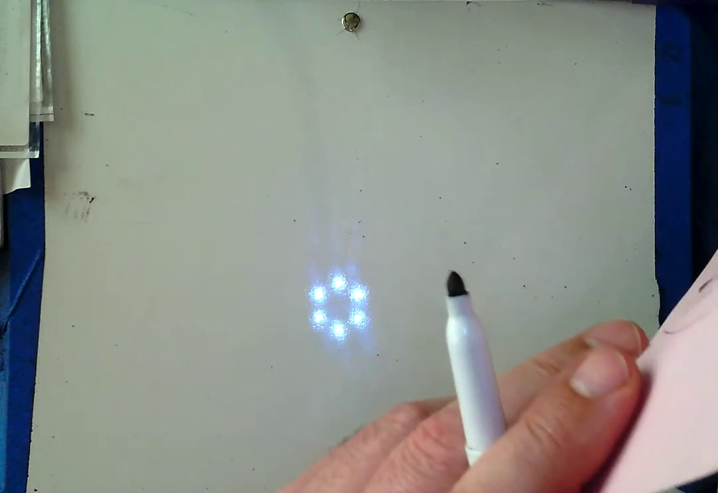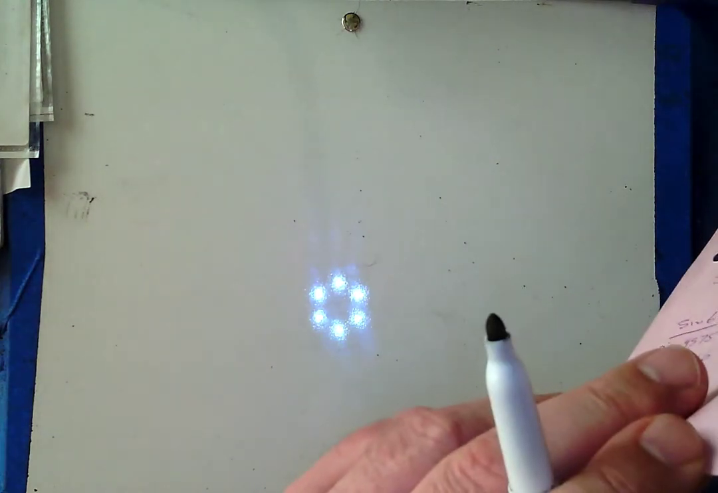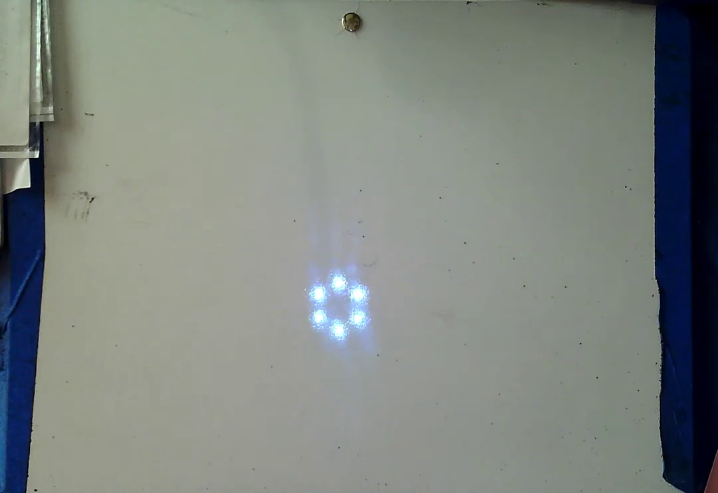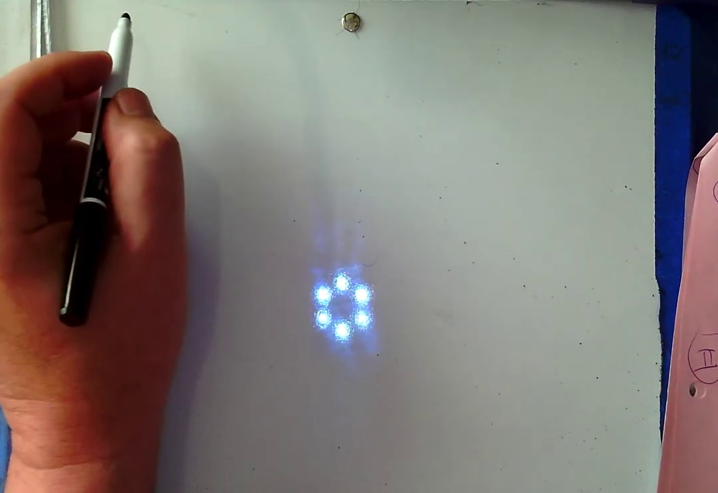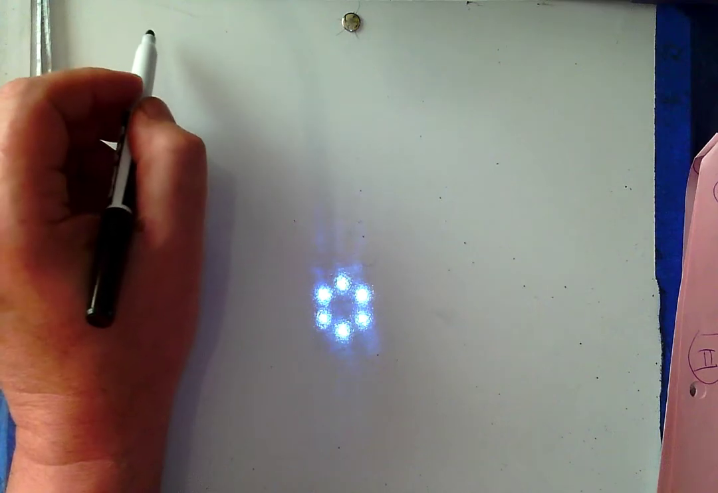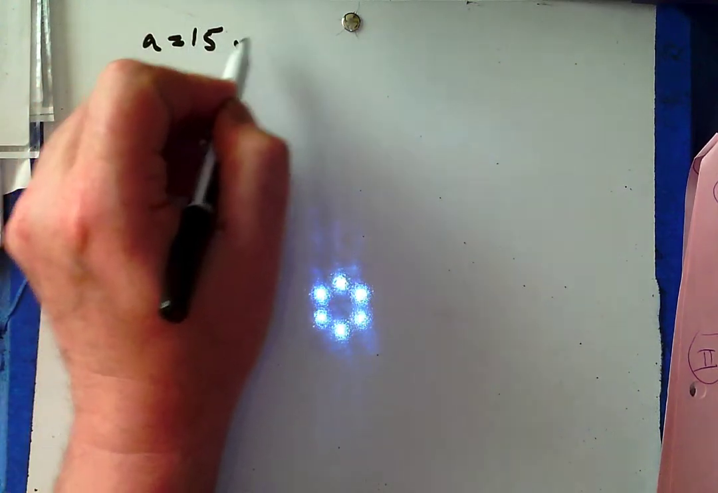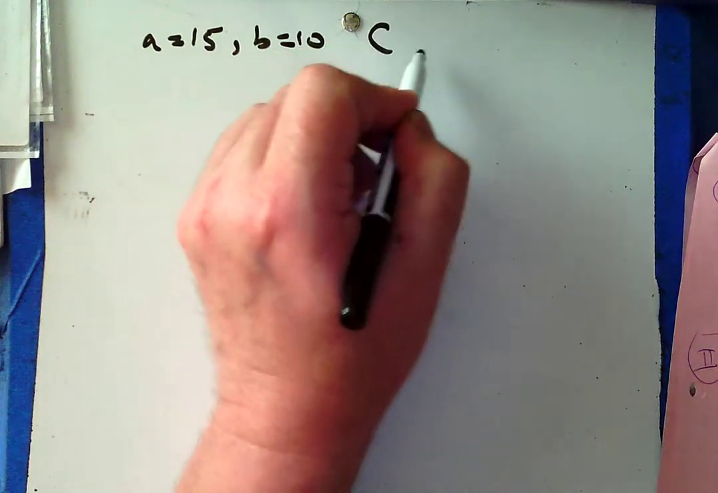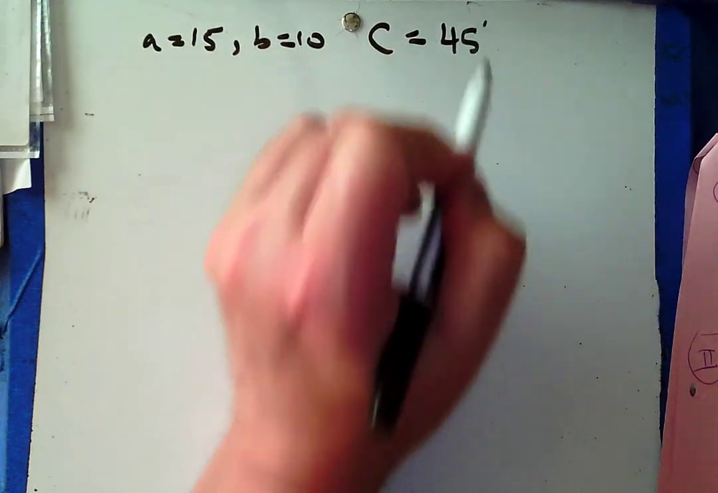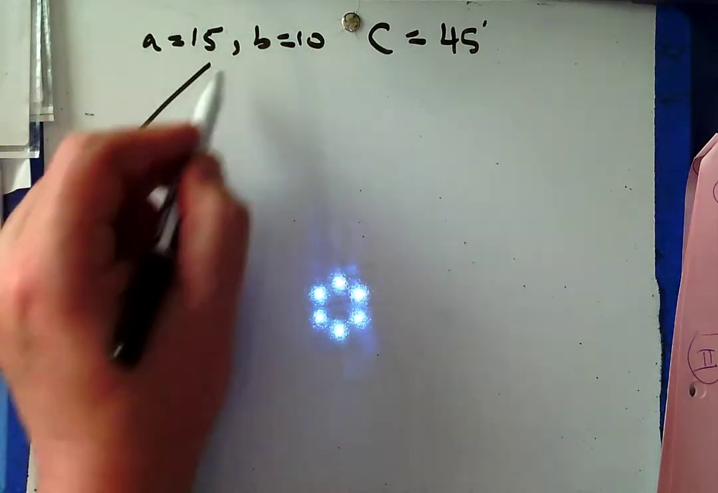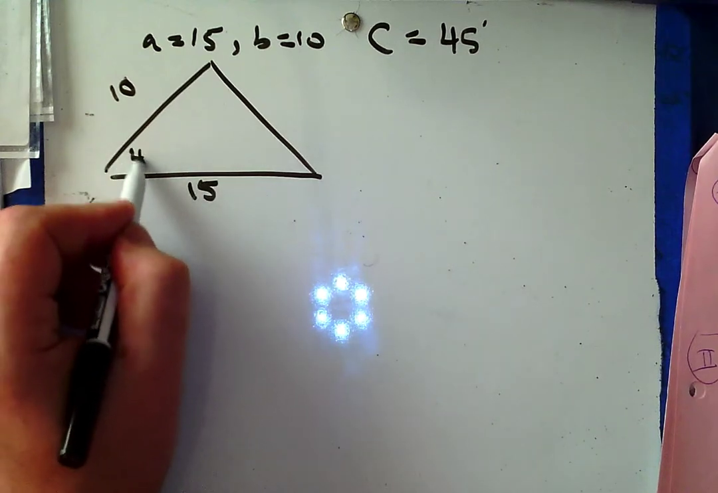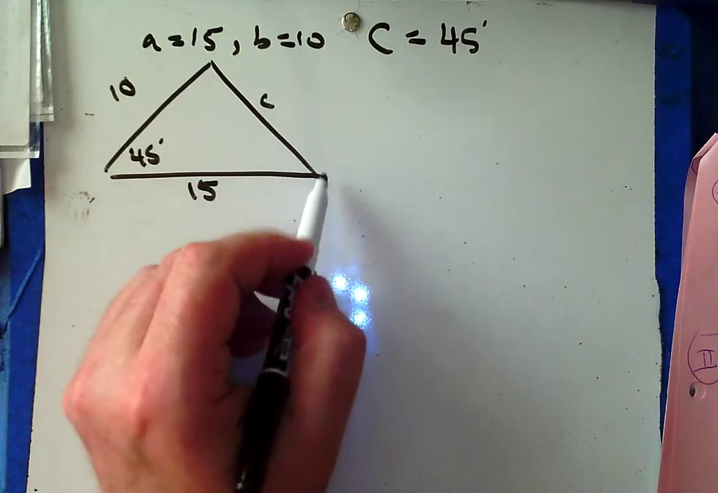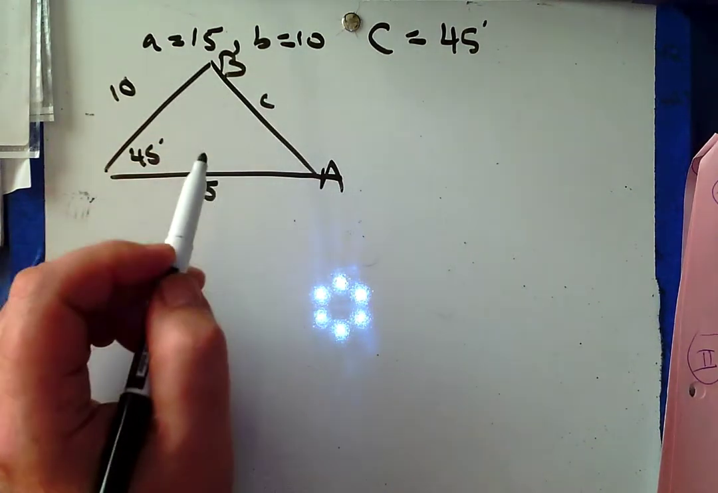Let's take a look at that problem. Okay, so we've got a similar side angle side situation where a is 15, b is 10, and big C is 45 degrees. Okay, and so we'll use law of cosines. This is little c, this is big A, this is big B.